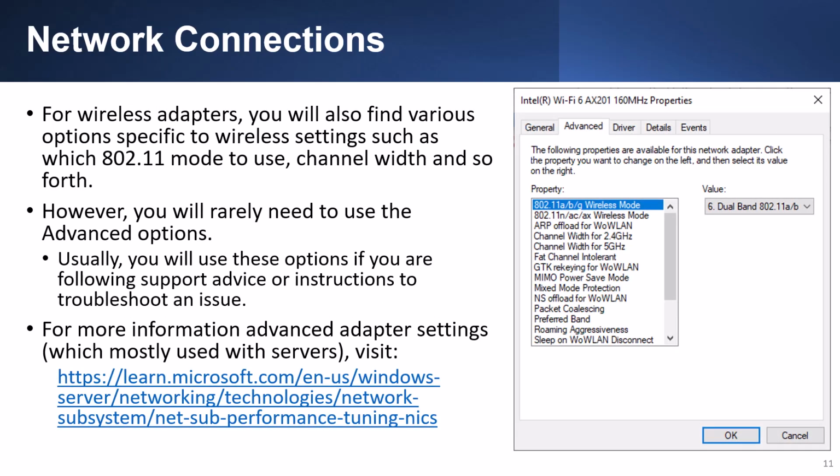For wireless adapters, you also find various options specific to wireless settings, such as which 802.11 mode to use, channel width, and so forth. It should be noted that you rarely need to use the advanced options. Usually you'll use these options if you're following support advice or instructions to troubleshoot an issue. For more information about advanced adapter settings, which are mostly used with servers, visit the site shown on the screen.